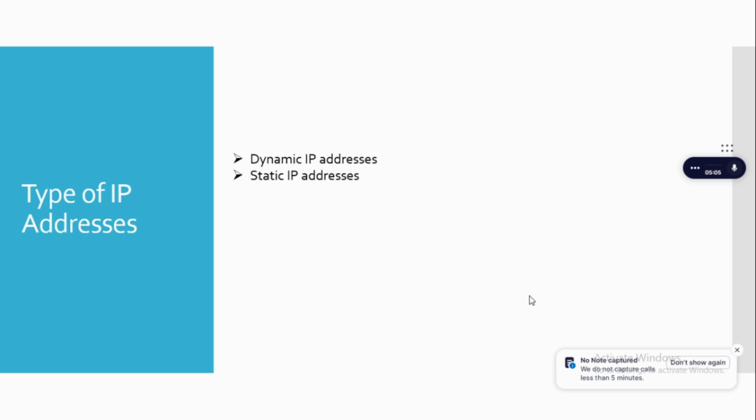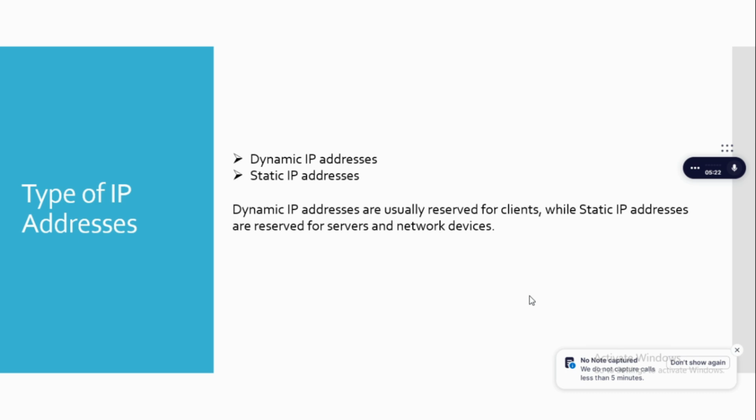So for the types of IP addresses, we have two types: dynamic IP addresses and static IP addresses. Dynamic IP addresses are usually reserved for clients, while static IP addresses are reserved for servers and network devices. Nevertheless, it is not true in all cases.